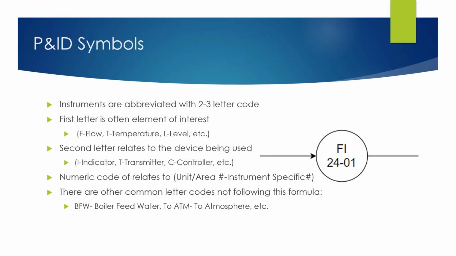Also, there are codes that do not follow this formula. They're just abbreviations throughout the P&IDs. These wouldn't be on instruments per se, but just within the P&ID. Examples are BFW, boiler feed water, and ATM, to atmosphere. Usually these can also be found on the pages with the key.